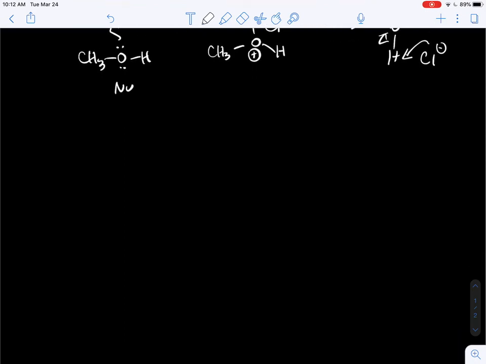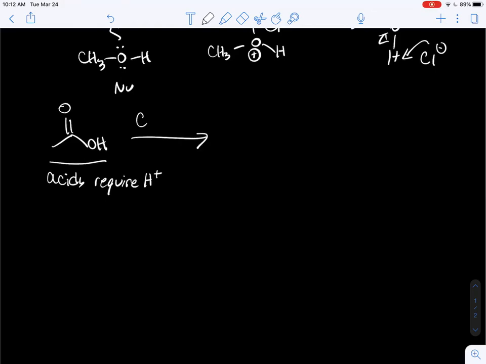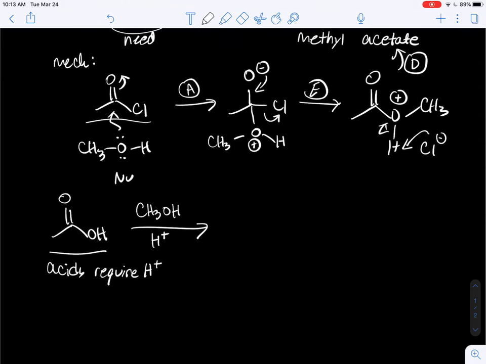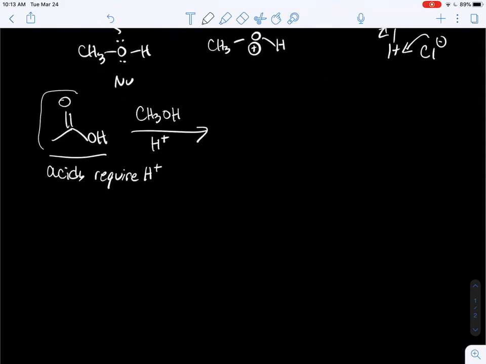The other way esters can be formed is with a neutral carboxylic acid. Okay, and I like to say acids require acid. And so this is a carboxylic acid, and if we treat this with methanol, it requires a drop of sulfuric acid catalyst. Up here we don't need that. There's no acid required because the acid chloride that you're starting with is extremely reactive. Now this carboxylic acid here that we're starting with is not too reactive, so we need an acid catalyst to push this equilibrium to the right. And so we get the ester.